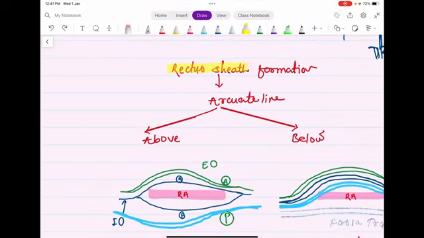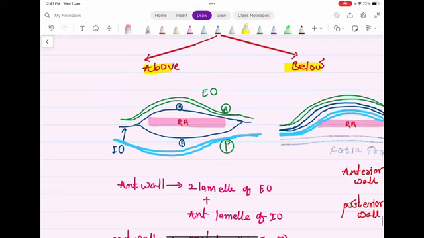Now the rectus sheath formation. This is the rectus sheath formation above the arcuate line and below the arcuate line. Okay, see this diagram. This is the rectus abdominis muscle. We have three muscles: external oblique, internal oblique and transverse abdominis muscle. This is the transverse abdominis muscle.